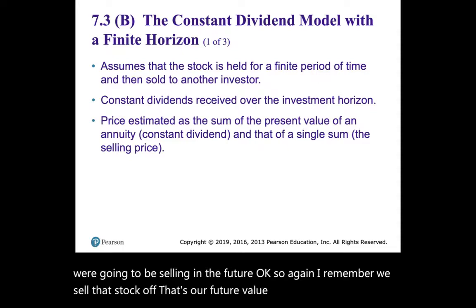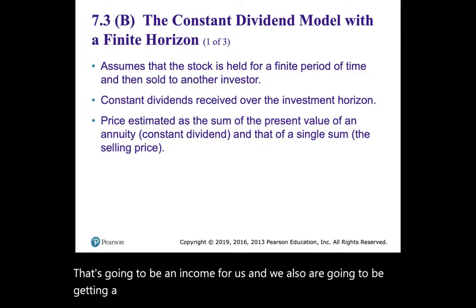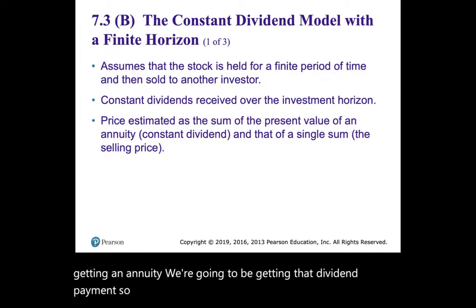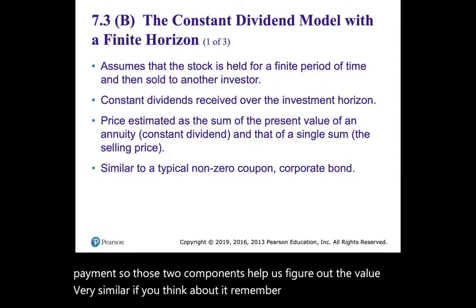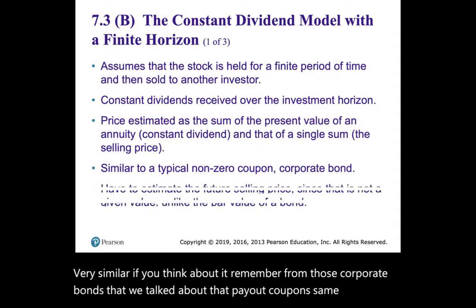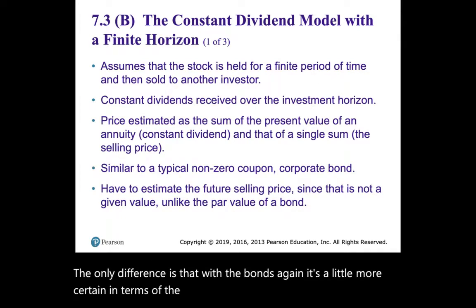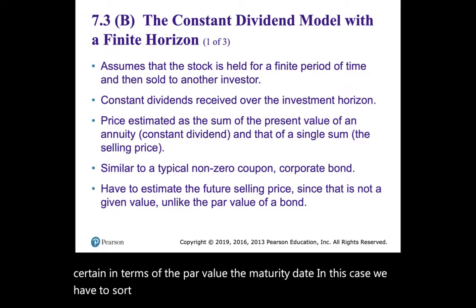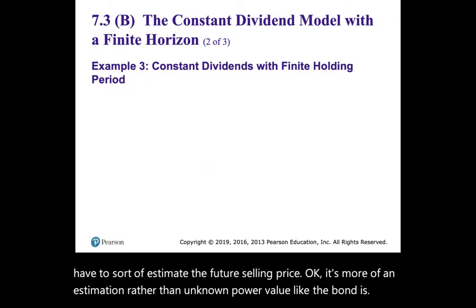That's going to be an income for us, and we also are going to be getting an annuity. We're going to be getting that dividend payment. So those two components help us figure out the value. Very similar, if you think about it, to those corporate bonds that we talked about, the payout coupons, same idea. The only difference is that with the bonds, it's a little more certain in terms of the par value and the maturity date. In this case, we have to estimate the future selling price. It's more of an estimation rather than a known par value like the bond. But regardless, we can still go ahead.